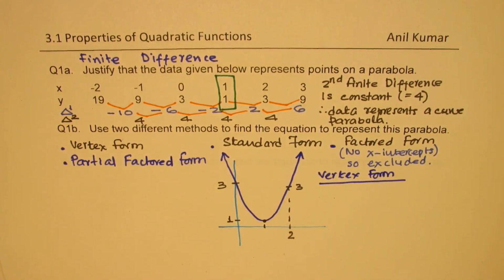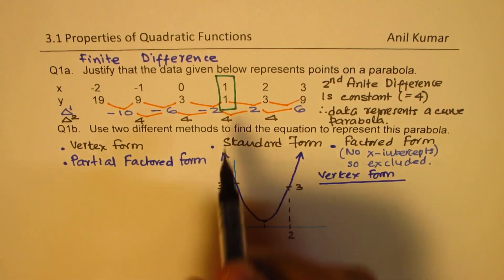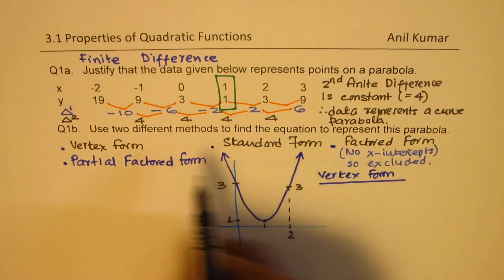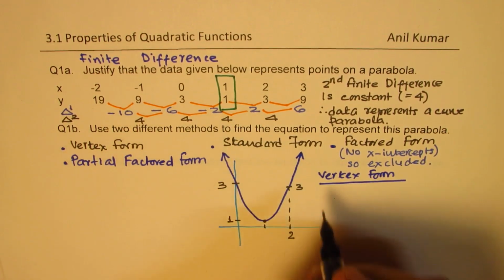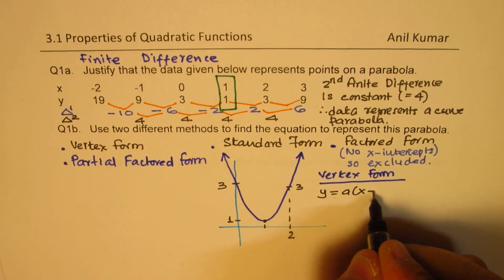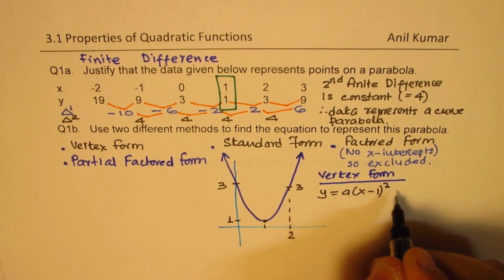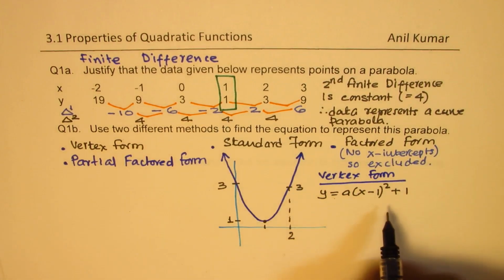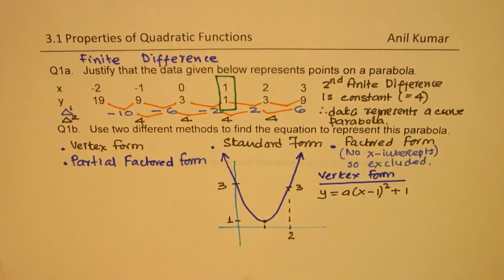It's very easy to find the vertex form of this parabola. So we have the vertex at (1, 1). As you can see, it is the minimum and the parabola opens upwards, clear from the data itself. So I could write this equation as y equals a times (x minus 1) whole squared plus 1, since the vertex is at (1, 1).